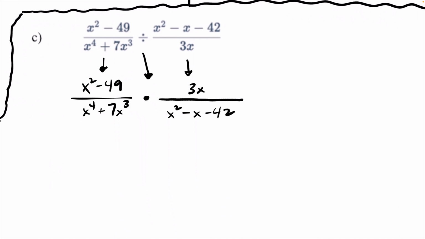Now we do exactly the same thing we did on the last problem, on B right above it, because it's a multiplication. All right? Once you do that, then it becomes a multiplication problem. Go through, simplify.